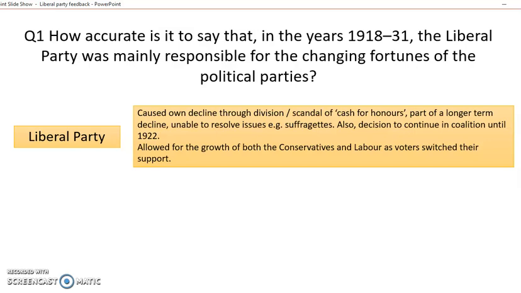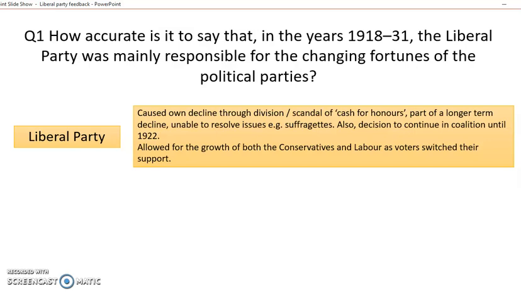Lloyd George was associated with a lot of scandals, particularly the Cash for Honours scandal, because he was trying to raise funds, because the party was already divided in the coupon election. Either you had to stand as one of the Liberals independently, or you had to stand as one of the coalition Liberals, because the Liberals were in coalition with the Conservative Party in 1918.